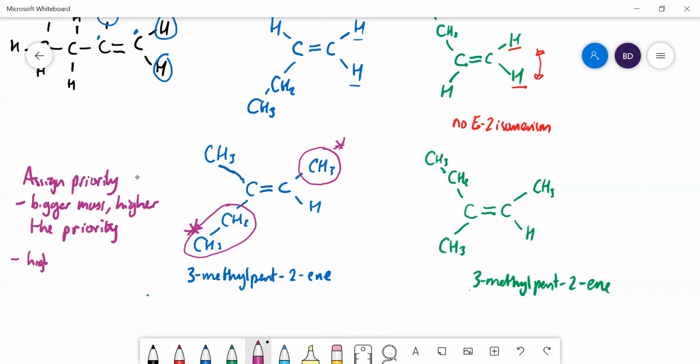So the high priority groups on opposite sides, then we call it the E, the Entgegen form, and conversely, when the high priority groups are on the same side, then we call it the Z form. So which form is this one here? We can see here the 2 high priority groups are opposite, so that is the E form. Whereas here, the 2 high priority groups would be the ethyl and the methyl. They're on the same side, so that's the Z form. So you do have to be a little bit careful sometimes with that.